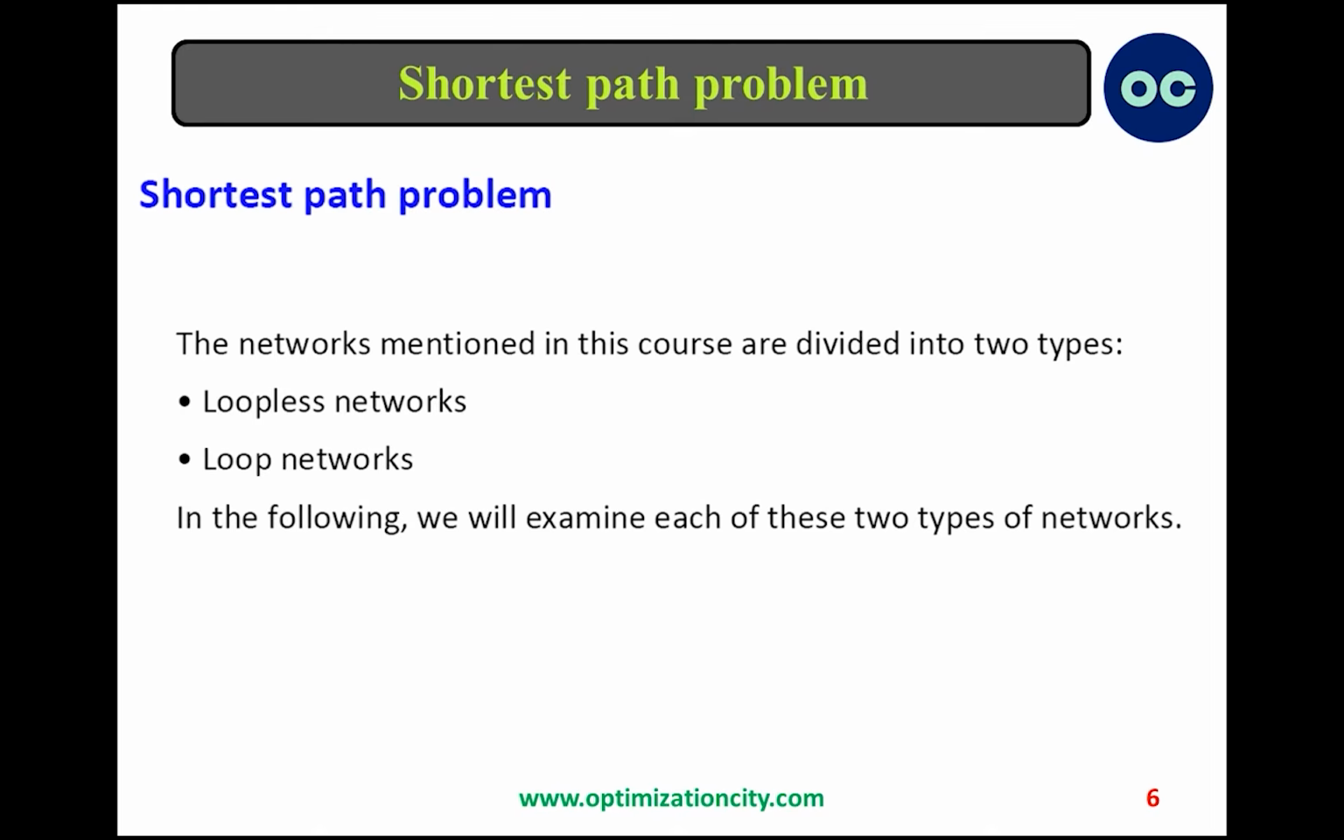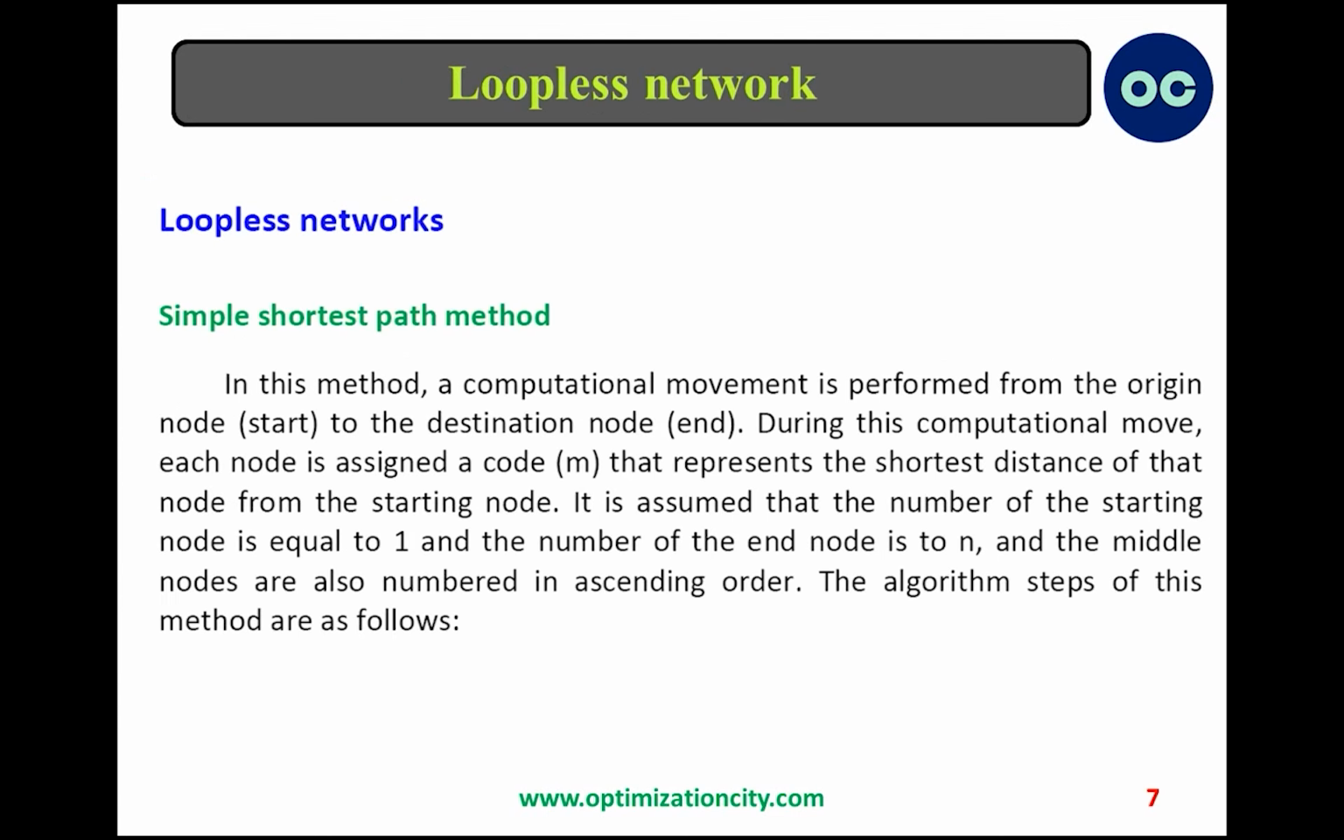The network covered in this course can categorize into two sections: loopless network and the loop network. In the upcoming section, we will explore each of these networks in more detail, examine their characteristic, property, and application. We start with the loopless network. Loopless networks are similar to the basic network, but in this case, both nodes can act as an origin and destination node for movement.